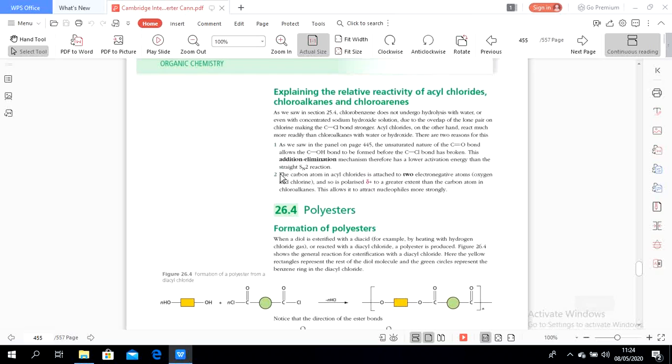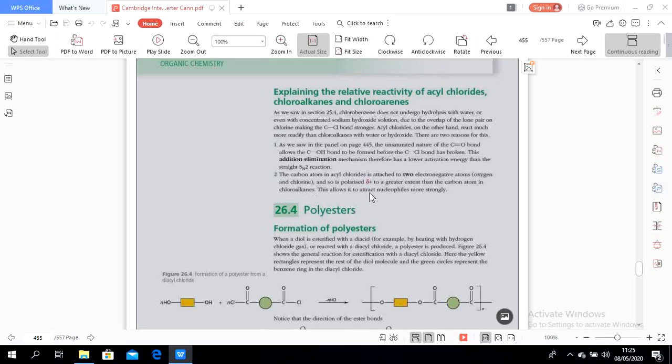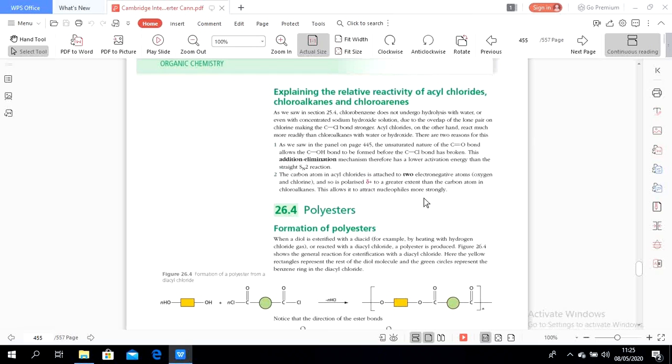Okay, and then the second reason: the carbon atom in acyl chloride is attached to two electronegative atoms, which are oxygen and chlorine. So it is polarized to delta positive to a greater extent than the carbon in chloroalkanes. In chloroalkanes, there is only one electronegative atom. The presence of two electronegative atoms allows it to attract nucleophiles more strongly.